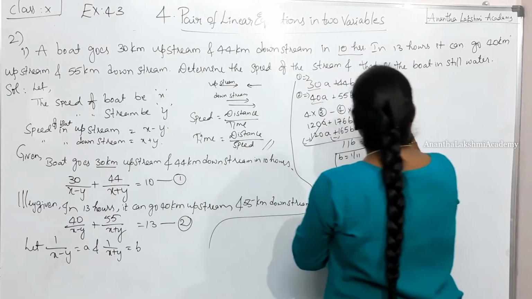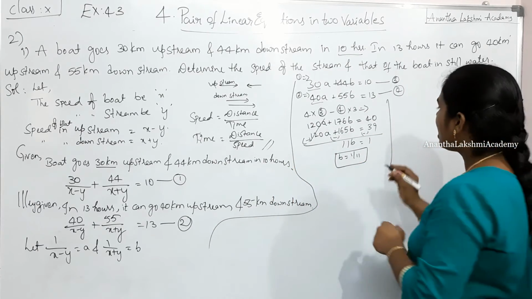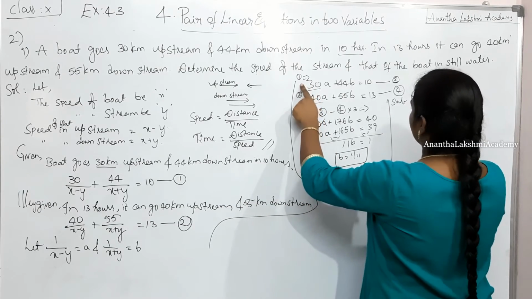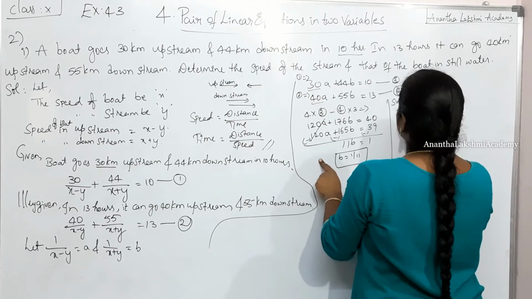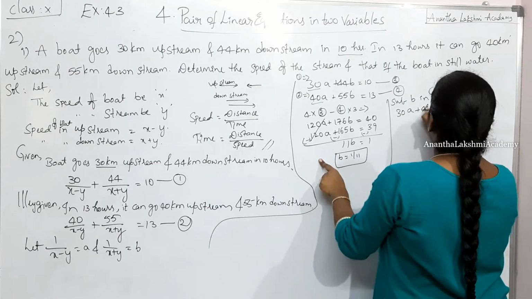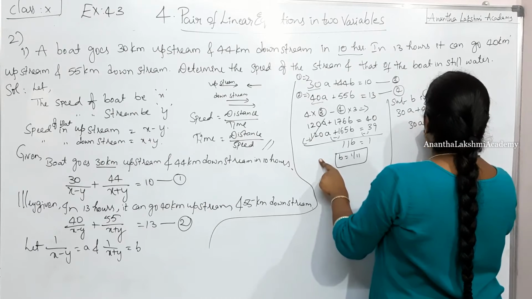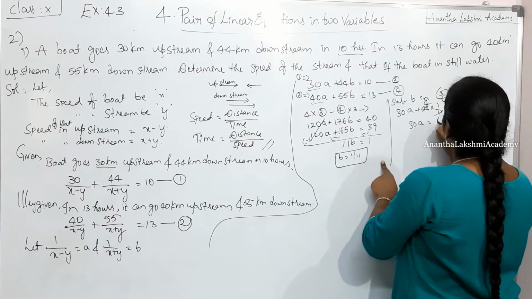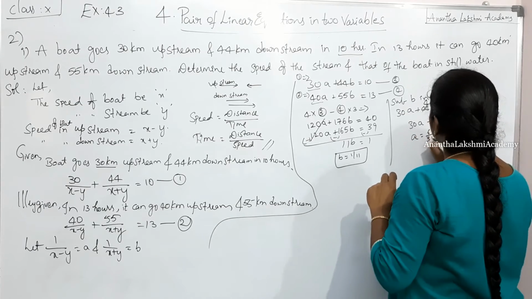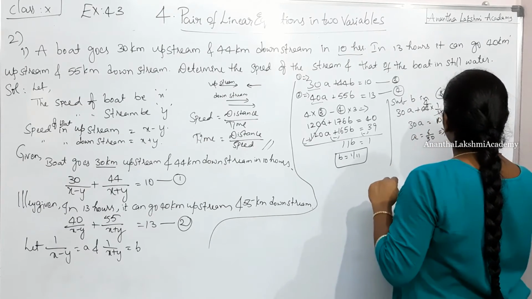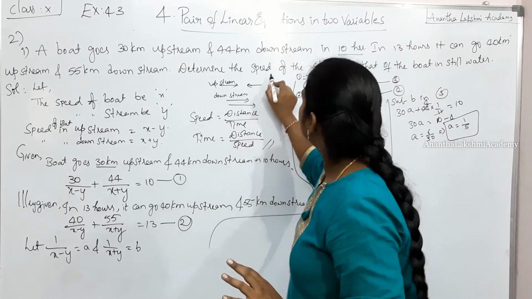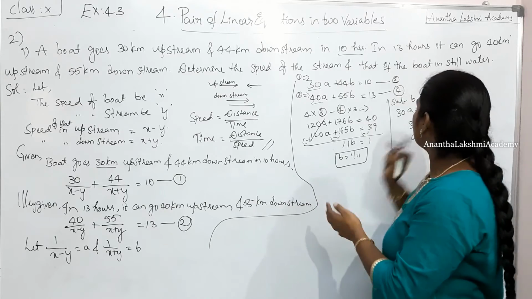One value we got. Now that we have the value of b, how do we get a? Substituting b in equation 3: 30a plus 44 into 1 by 11 is equal to 10. 44 by 11 is 4, so 30a is equal to 10 minus 4. So a is equal to 6 by 30, which is nothing but 1 by 5. But what needs to be figured out? The speed of the stream and that of the boat in still water.